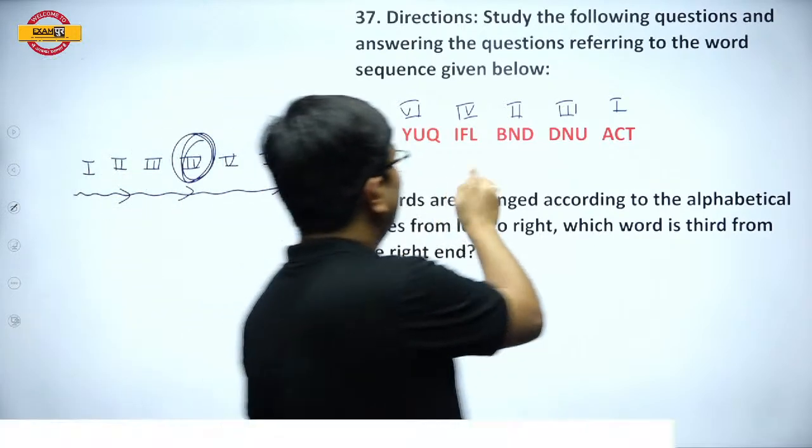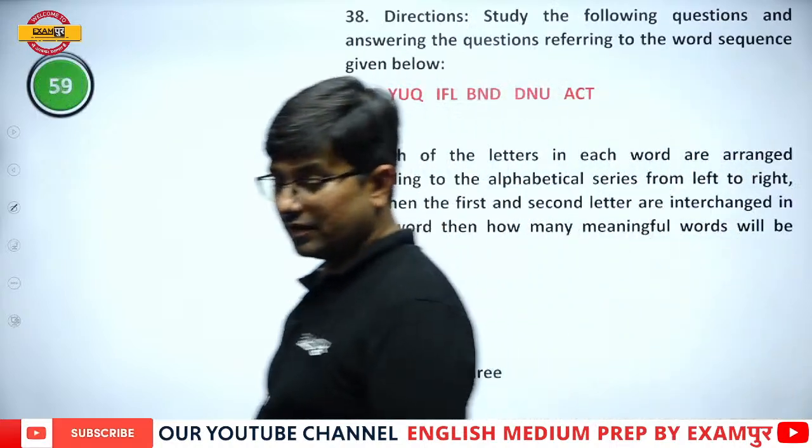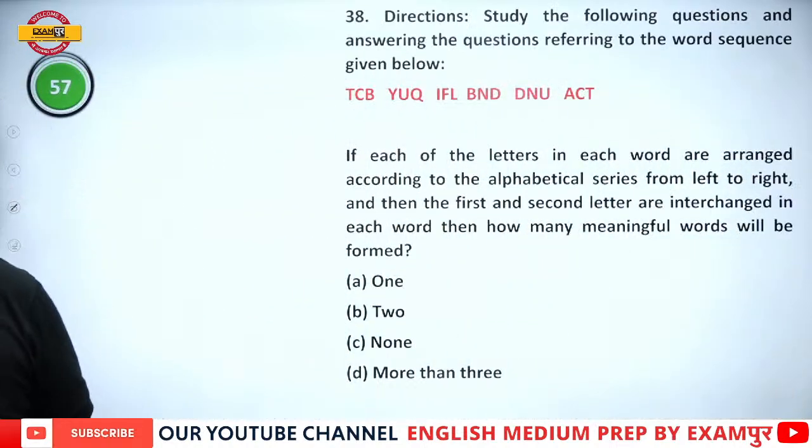And the fourth one is IFL. Option number D. Next one. Hurry up. The next one.